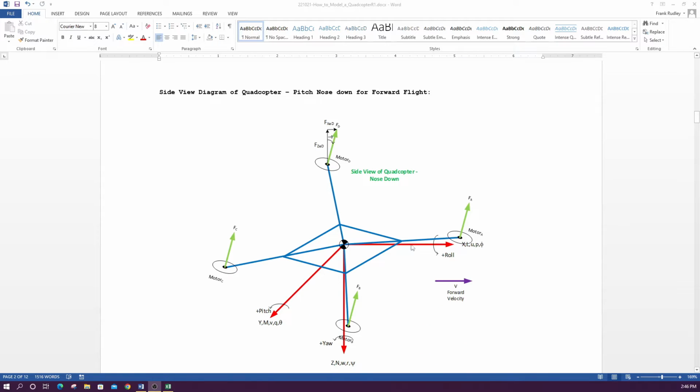The axis remains kind of the same, but the airframe pitched down. Now this would be the axis, say, relative to Earth. And so we've pitched the airframe down, and that generates the forces for forward flight.